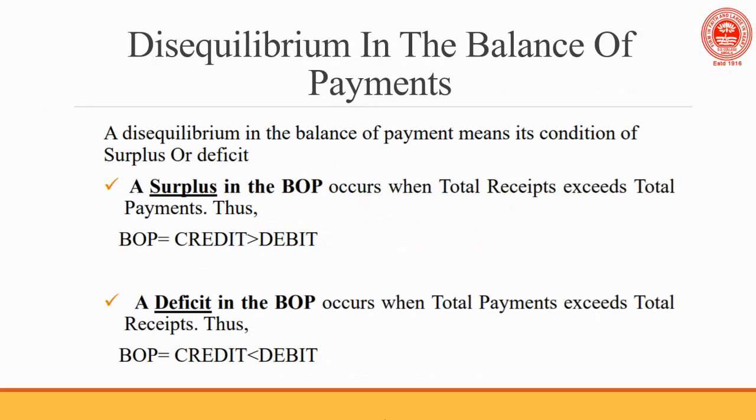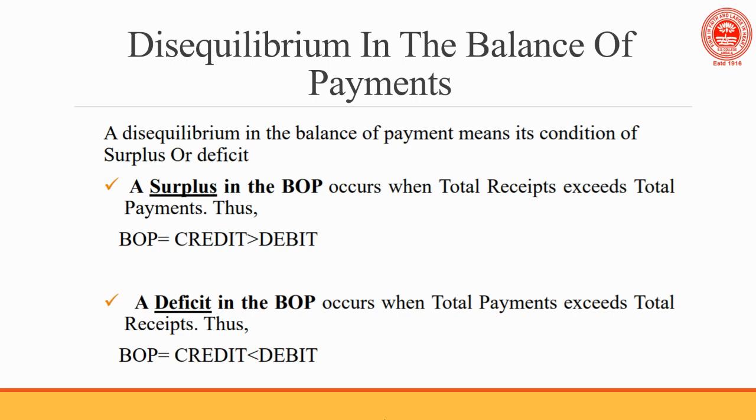Moving ahead. A surplus in balance of payment occurs when the total receipts exceed the total payments. That means in a country there have been more receipts as compared to the payments. That means when the balance of payment accounts are prepared, the credit side will be more than the debit side. In that situation, it is termed as a surplus in the balance of payment.